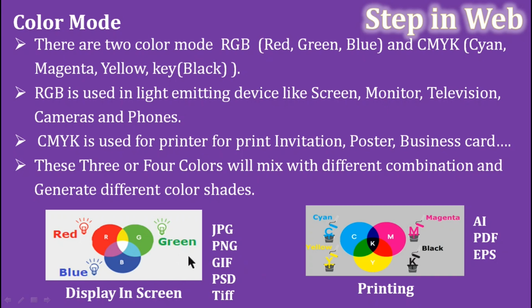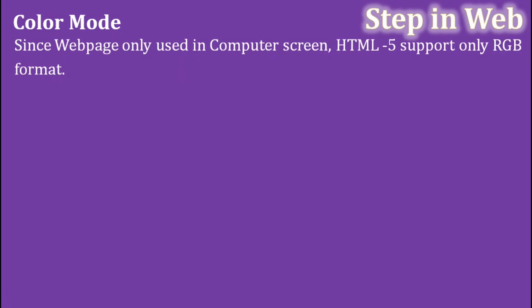Here you can see RGB is used to display on the screen, and the supporting file formats are JPG, PNG, GIF, PSD, and TIFF. For printing, it is a combination of cyan, yellow, magenta, and black, and the supporting file formats are AI, PDF, and EPS. Since a web page is used only on a computer screen, HTML5 supports only RGB format.